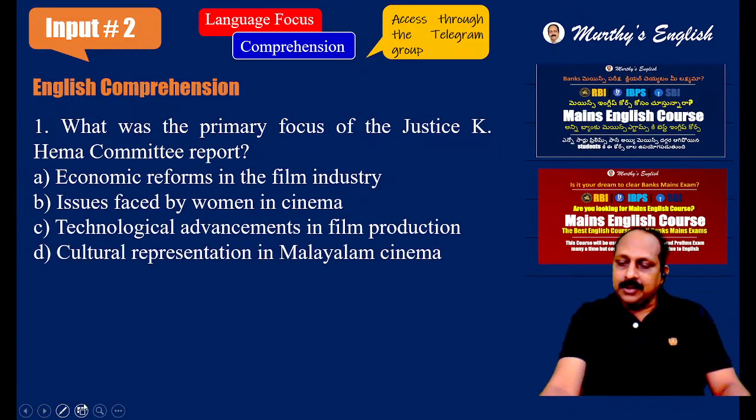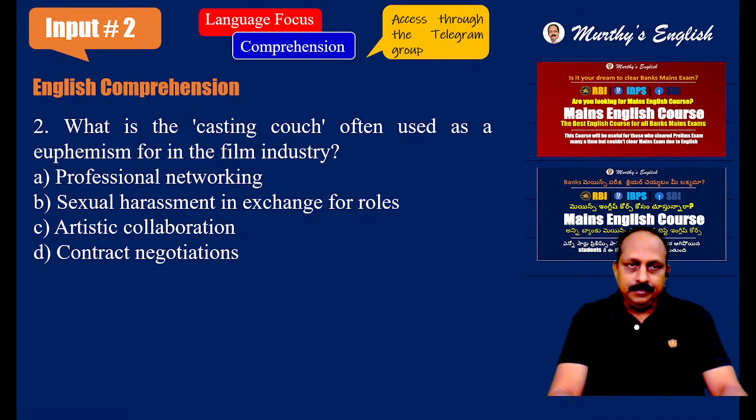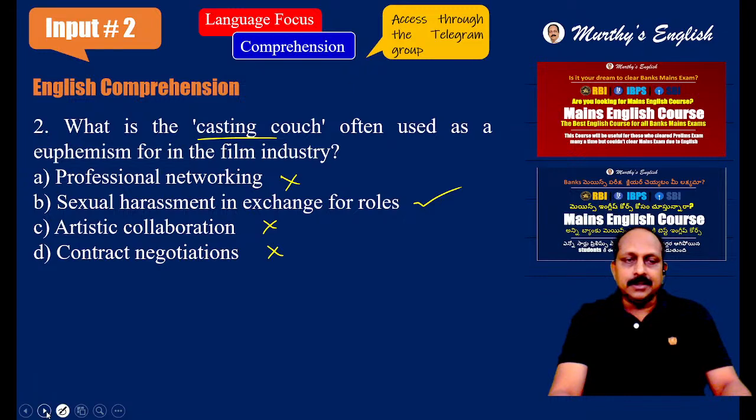And try to answer these five questions. What was the primary focus of the Justice K. Hema Committee report? Economic reforms in the film industry, issues faced by women in cinema, technological advancements, cultural representation. No. The answer is the second option. What is a casting couch often used as a euphemism for in the film industry? Sexual harassment in exchange for roles, clearly mentioned.